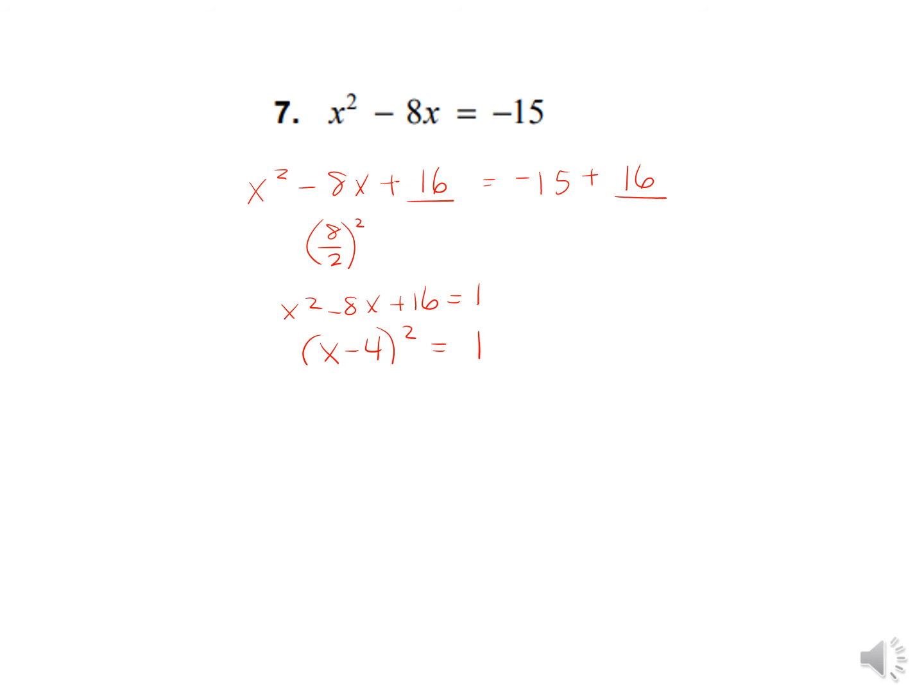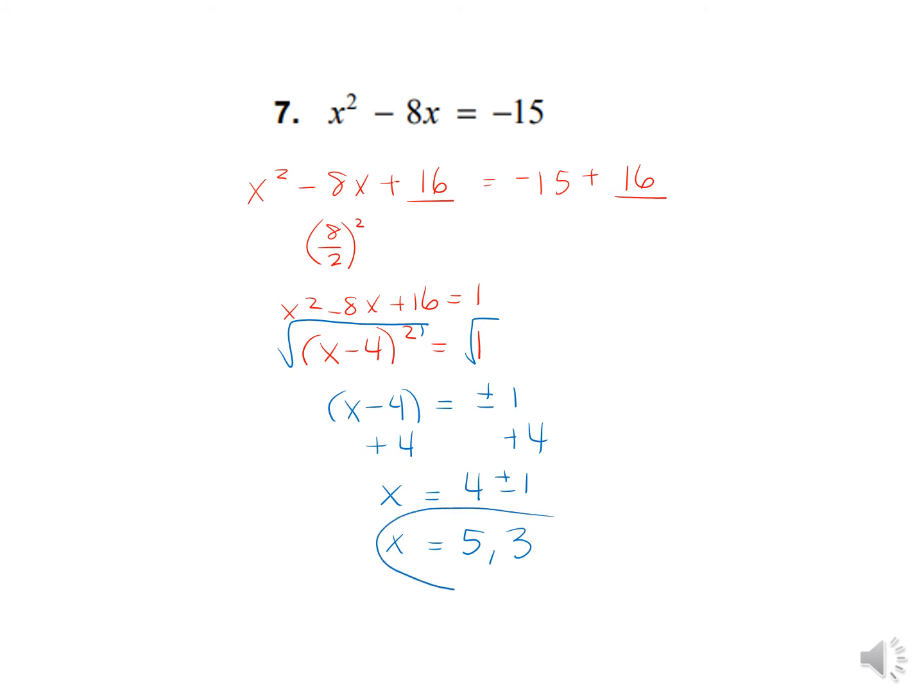The next step is very tricky. We're going to take the square root of both sides. The square here cancels that, and we get x minus 4, don't even need the parentheses anymore, equals plus or minus 1. Now we're going to add the 4 over to the other side, and we get x equals 4 plus or minus 1. So x equals 4 plus 1, which is 5, and 4 minus 1, which is 3. And now I have my zeros.